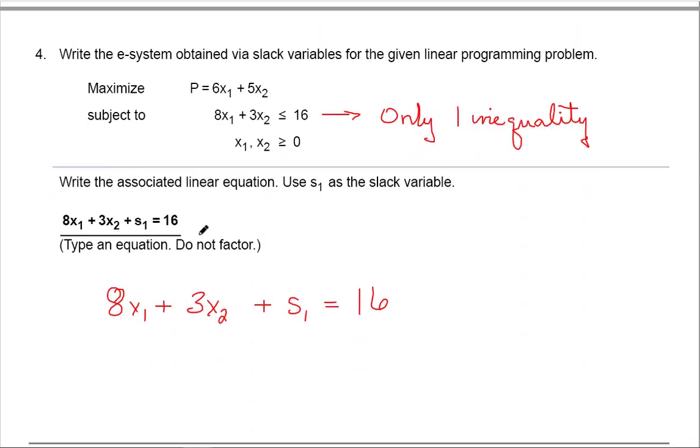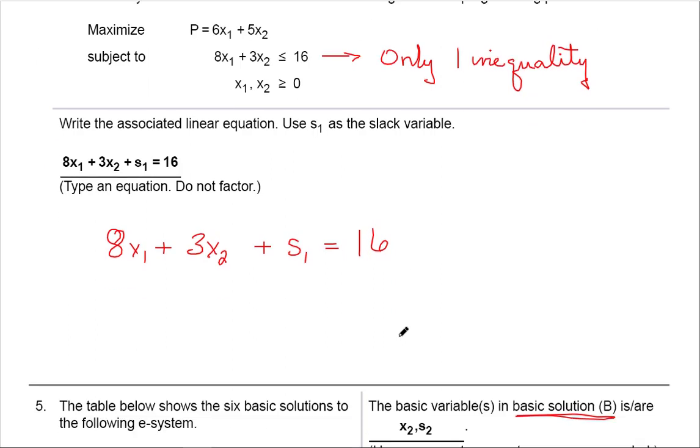All right, what about question 4 here? We have a constraint, a thing we'd like to maximize, subject to these conditions. All right, this says it's in quadrant 1. Only one item here, so only one slack variable. So 8x1 plus 3x2 plus our amount to bring it up to 16.